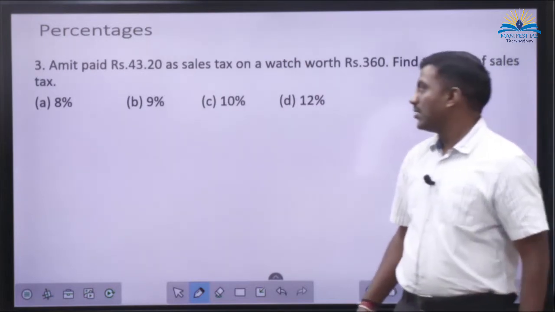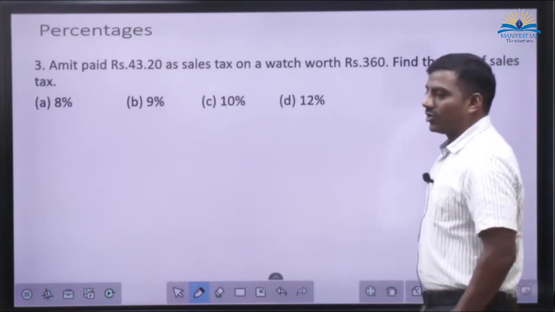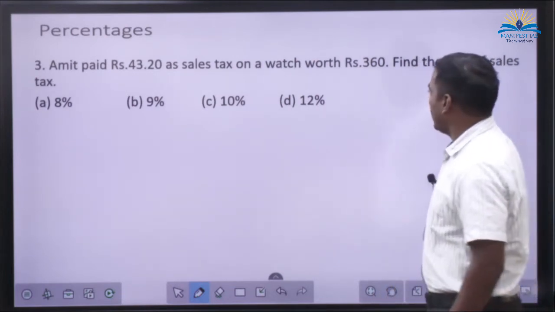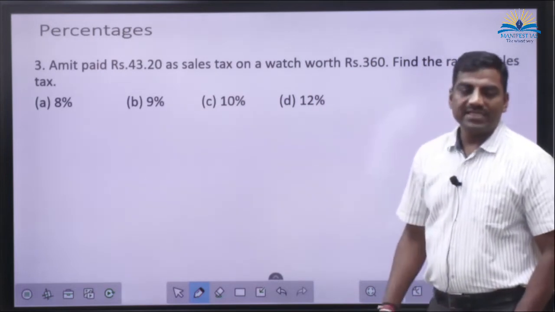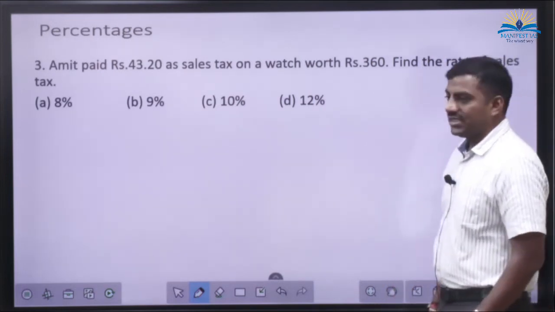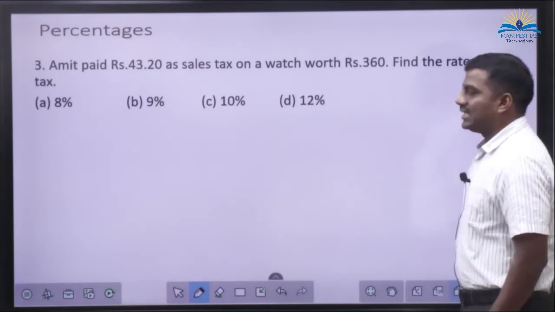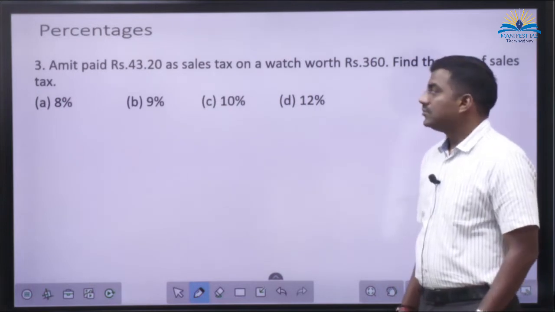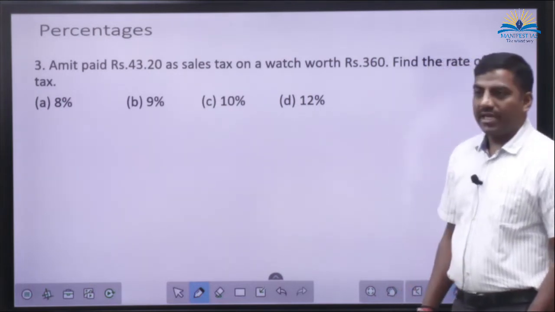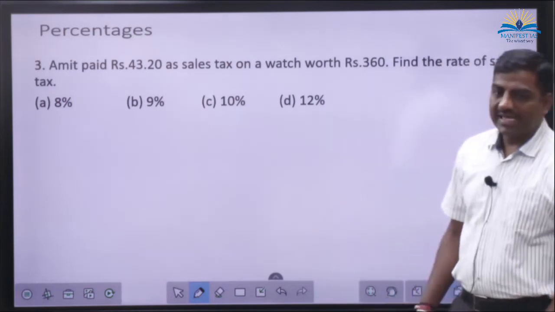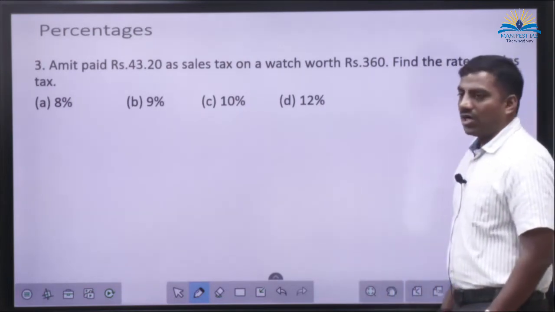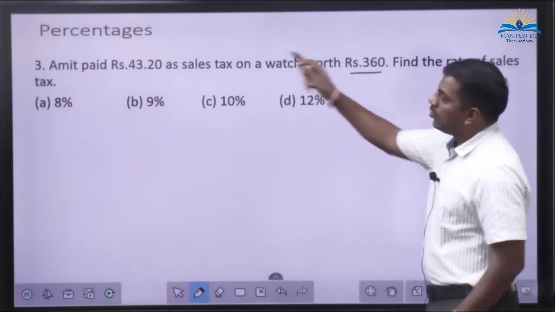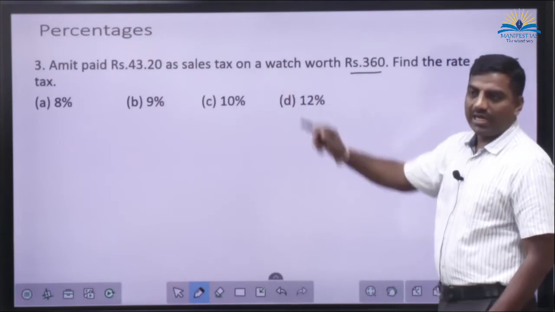Amit paid rupees 43.2 as sales tax on a watch worth rupees 360. Find the rate of sales tax. Amit paid 43.2 rupees as sales tax on a watch worth 360. This 360 rupees, is it including this one or excluding?